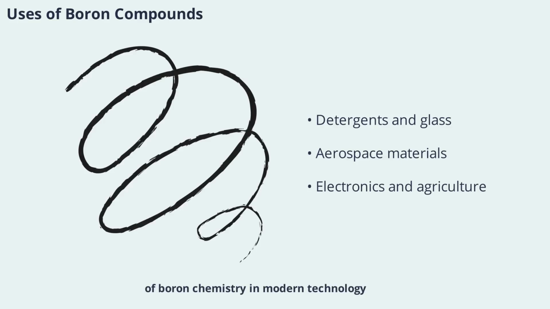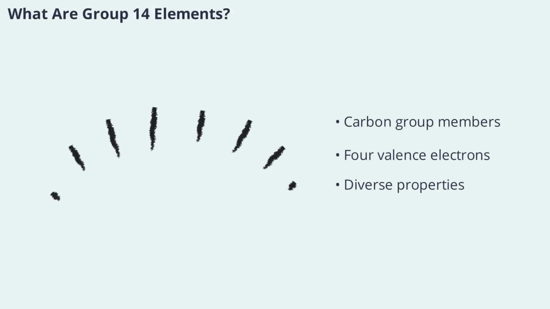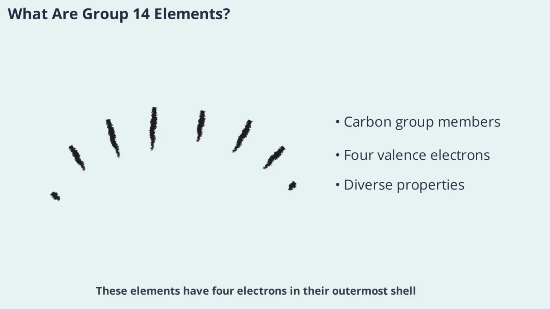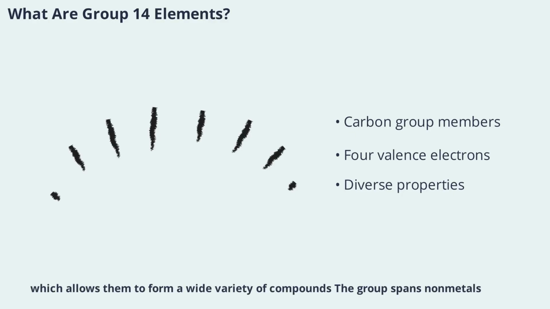chemistry in modern technology. Group 14 elements, also known as the carbon group, include carbon, silicon, germanium, tin, and lead. These elements have 4 electrons in their outermost shell, which allows them to form a wide variety of compounds. The group spans nonmetals, metalloids, and metals, making it one of the most diverse in the periodic table. Let's look at the general properties that make group 14 elements so significant.